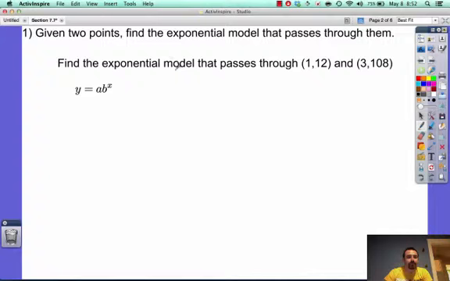Let's start with the first one. Here's the equation of an exponential model, y equals a times b to the x. And I want to find the exponential model that passes through (1, 12) and (3, 108). So here's what I'm going to do. I'm going to plug both of these in. The first one I get is 12 equals a times b to the 1. I don't know what a is, I don't know what b is, but I know that x is 1. And I know that if x is 3, then y is 108.